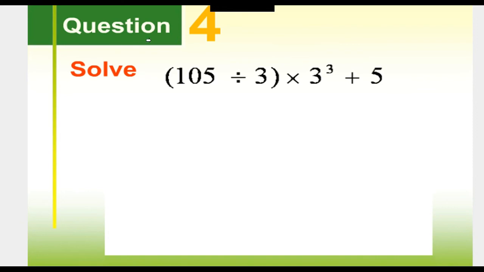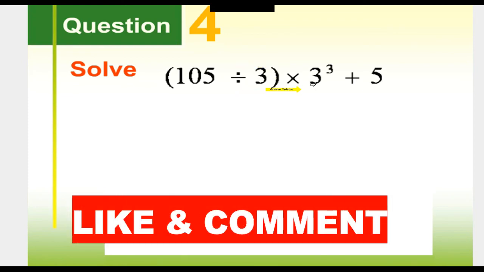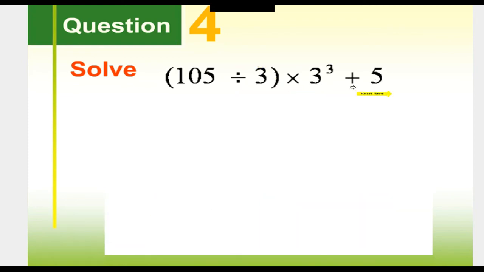Question number 4. Solve brackets 105 divided by 3 bracket closed times 3 cubed plus 5. So what is first? Obviously PEMDAS, parentheses first. Finish the bracket. What is 105 divided by 3? That is equal to 35. 3 3s are 9, 3 5s are 15. Times 3 cubed plus 5.